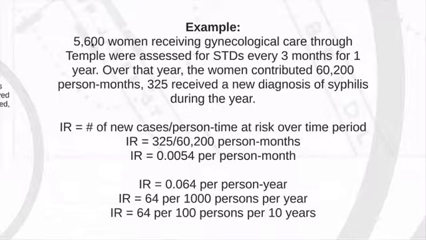So in this example, we have 5,600 women. We've assessed them every 3 months for 1 year. And over that time, these 5,600 women contributed 60,200 person months.